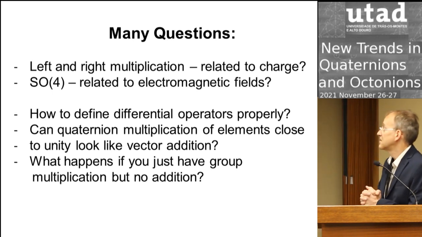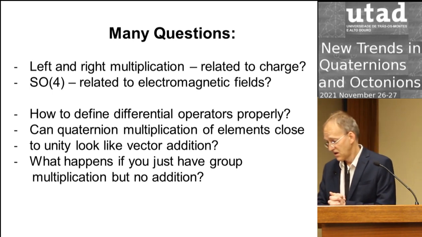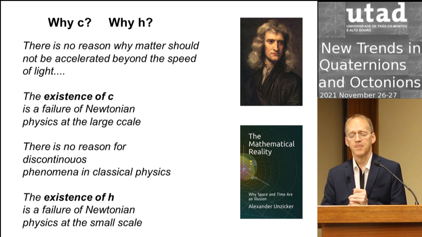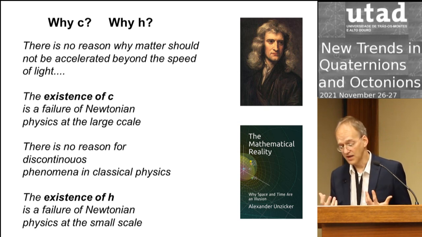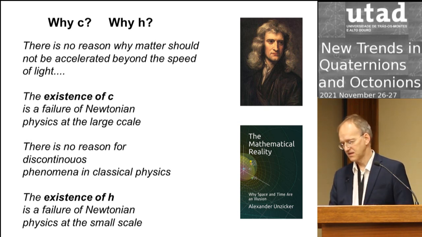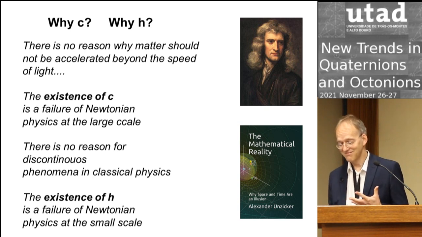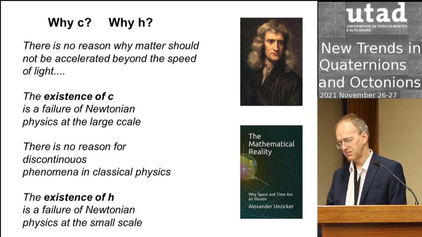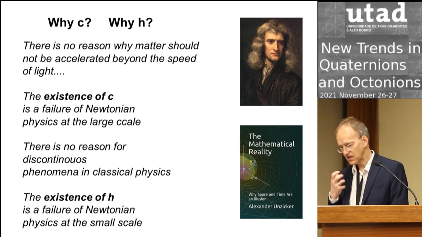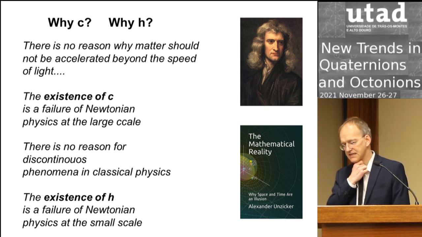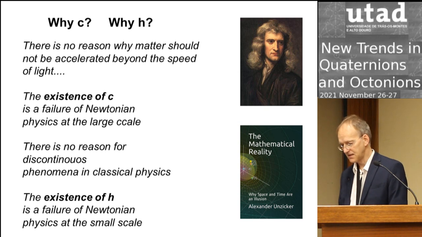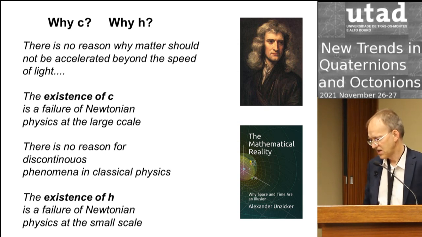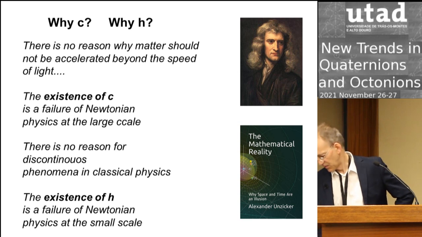And I should go to a more general perspective already. I'm not sure everybody can see the headline here. Why C and why h, this is a fundamental question in physics. Natural constants: you're not just doing mathematics in a space, but in physics you have constants, and these are things to be explained, okay? There is no reason why matter should not be accelerated beyond the speed of light. There is no reason for the very existence of the speed of light, and it demonstrates a failure of Newtonian physics at the large scale. And on the other hand, there is no reason for discontinuous phenomena in classical physics, and this constant of nature h, so to speak, is a failure of Newtonian physics at the small scale.